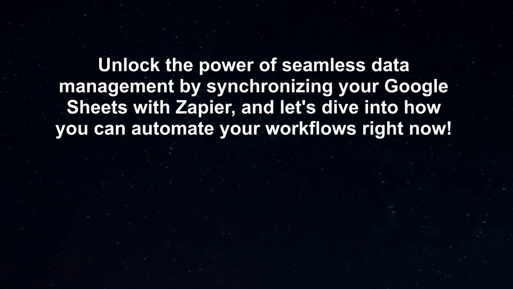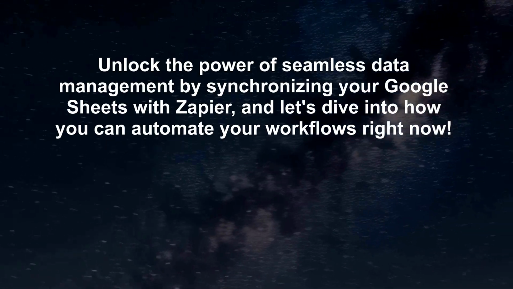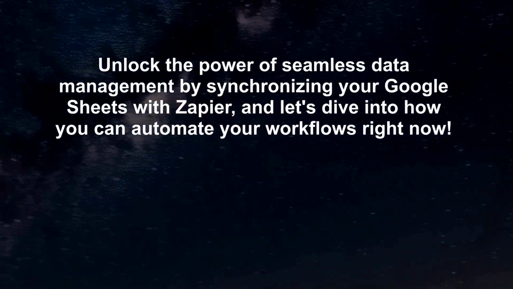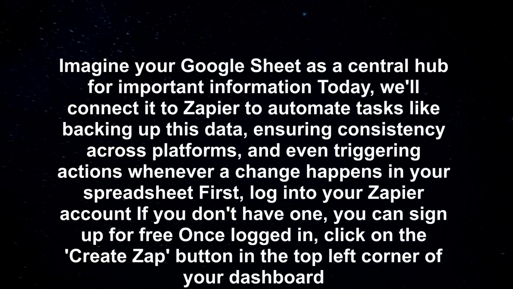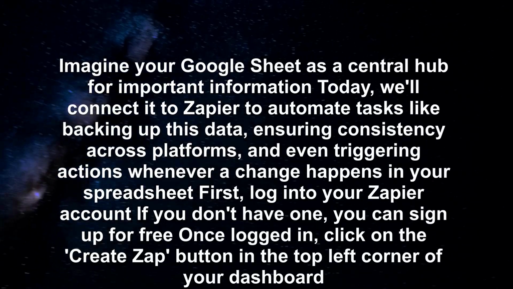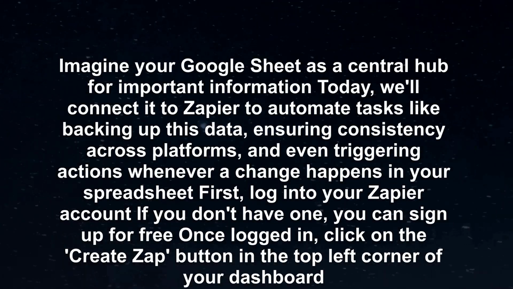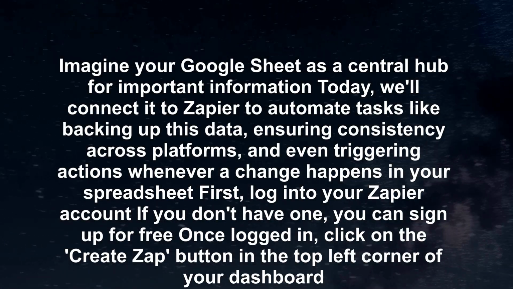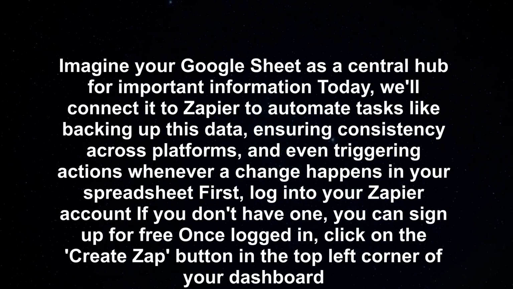Unlock the power of seamless data management by synchronizing your Google Sheets with Zapier. Let's dive into how you can automate your workflows right now. Imagine your Google Sheet as a central hub for important information. We'll connect it to Zapier to automate tasks like backing up this data, ensuring consistency across platforms, and even triggering actions whenever a change happens in your spreadsheet.